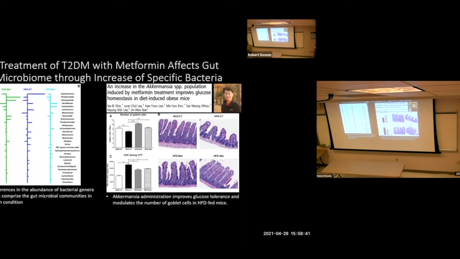And they found that this bacteria either increases because you're taking metformin, or because they actually gave you that bacteria to consume. They gave the bacteria to mice, not to people, to eat. You can see that the number of goblet cells for metformin or with this bacteria are going up to more normal levels, and also they're able to clear more glucose.